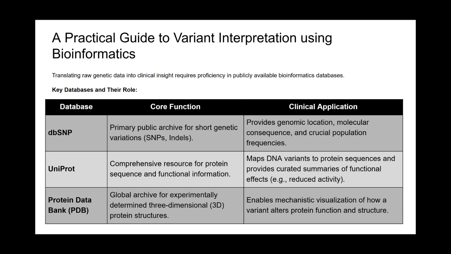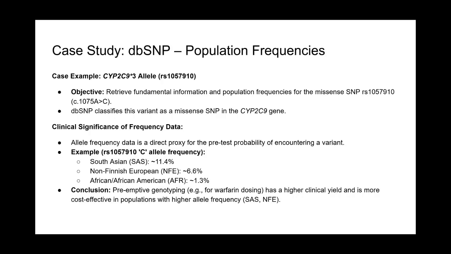This allele is defined by the missense SNP rs1057910, c.1075A>C, which results in the amino acid substitution p.Ile359Leu, I359L, and is associated with significantly reduced metabolism of numerous drugs, including the anticoagulant warfarin and the anticonvulsant phenytoin.